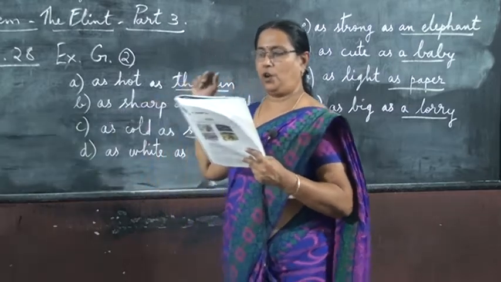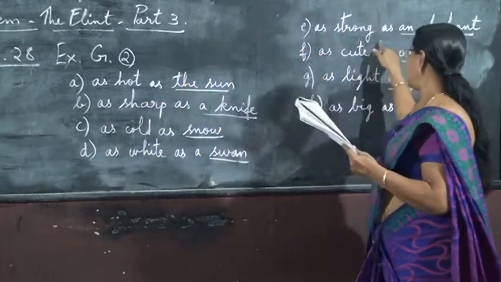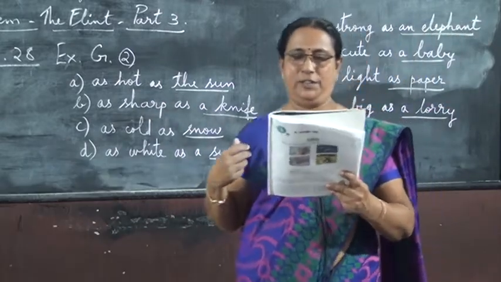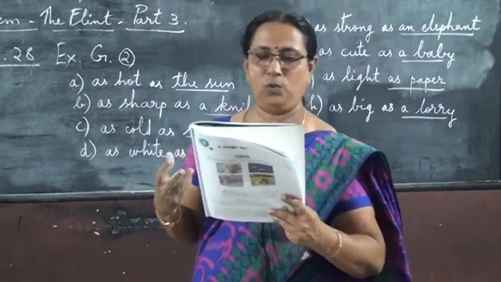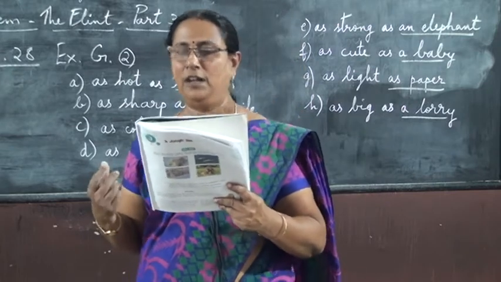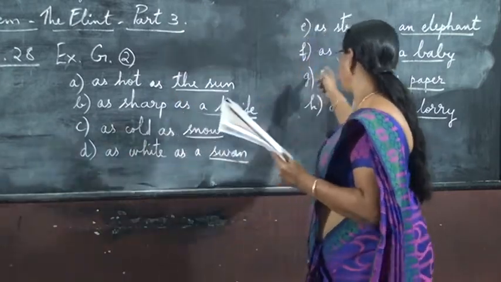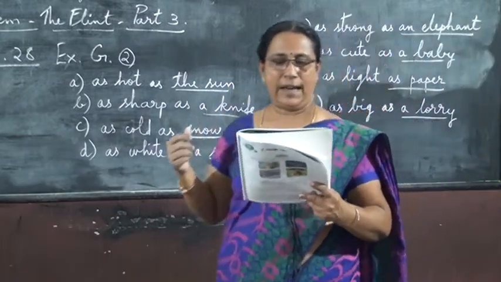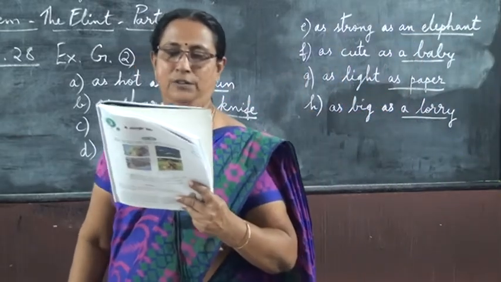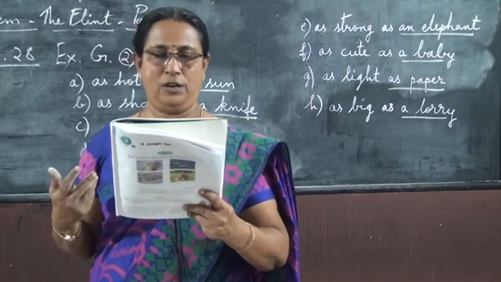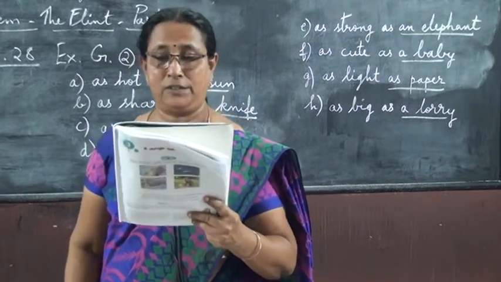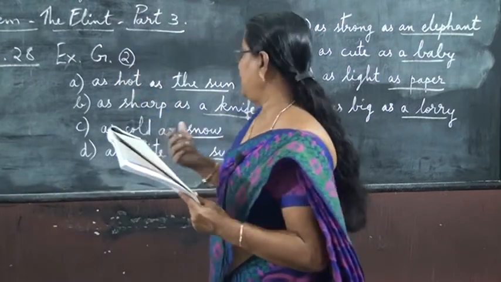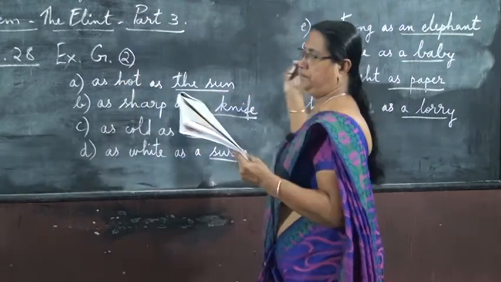Next comes as strong as an ox. Another word is as strong as an elephant. As cute as a kitten. So instead of kitten, what can you say? Cuteness. It can come to a baby. As cute as a baby. Then G, as light as a feather. You know feather has no weight at all. Feather is very, very light. So another word which you can compare to that is as light as paper.